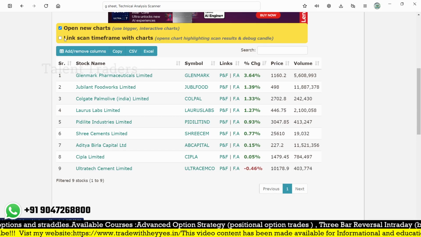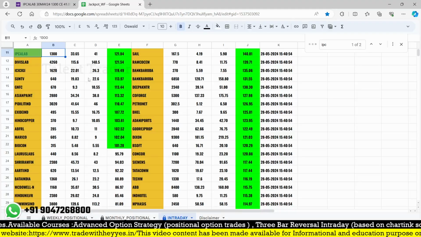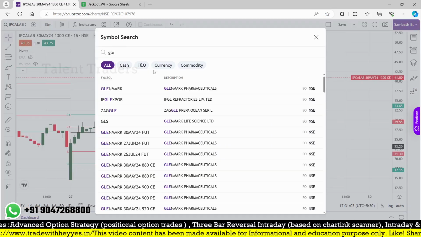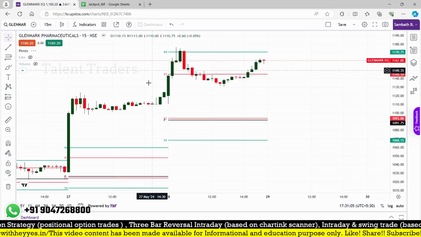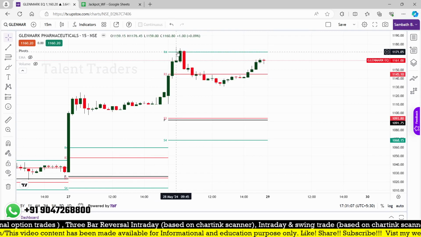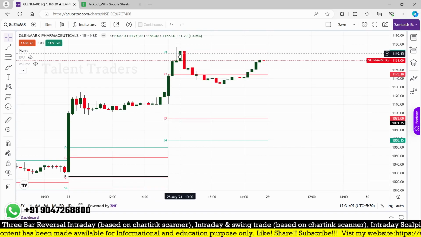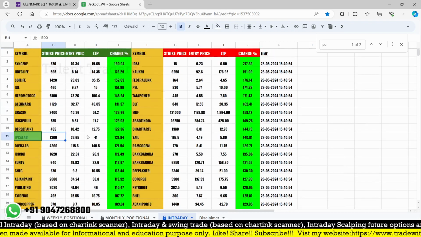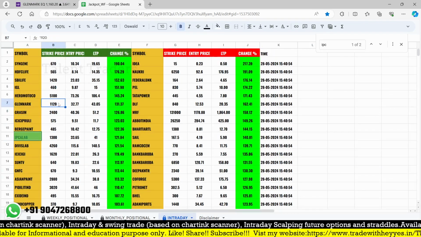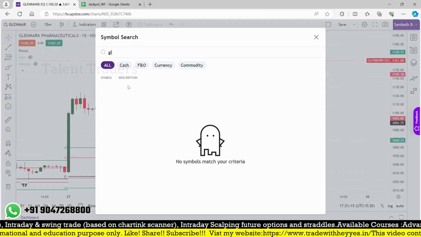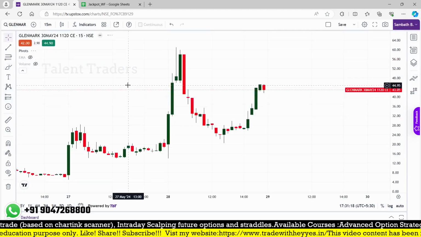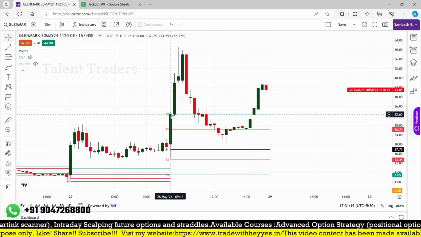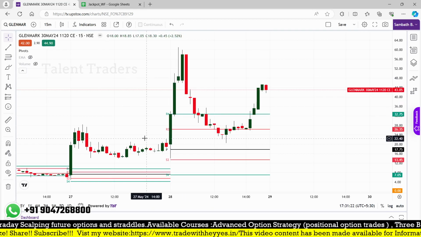Glenmark, let me check what is happening. It must not trigger in the first two candles. That is the condition which I have created. Here, on the third candle, it gave you the breakout on Glenmark. So based on our scanner, what is the strike price on Glenmark? 1120. So let me go for Glenmark 1120. Yeah, here in this case, it triggers on the first candle. It is not a valid entry.